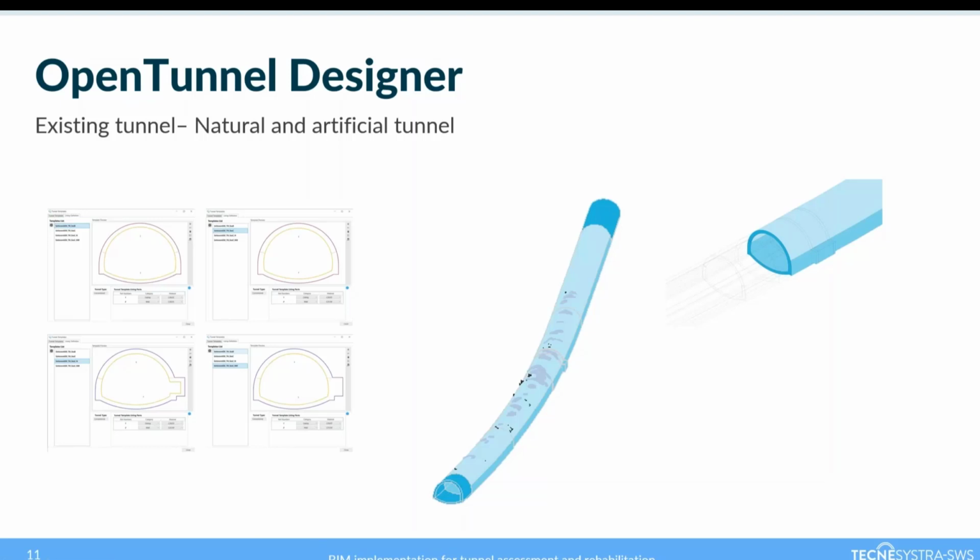And on this model, we have exported the voids model as an IFC and inserted it in the OpenTunnel model, so we can have the existing model. From this model, we were able to extract plans, profiles, and cross sections for the drawing production.